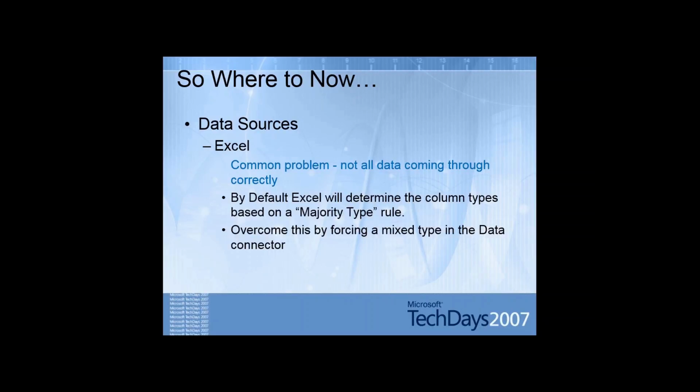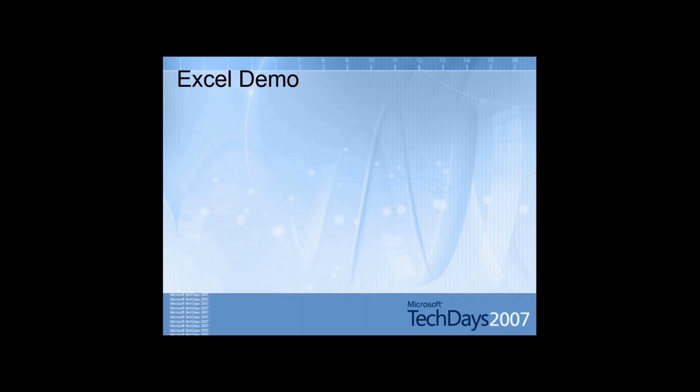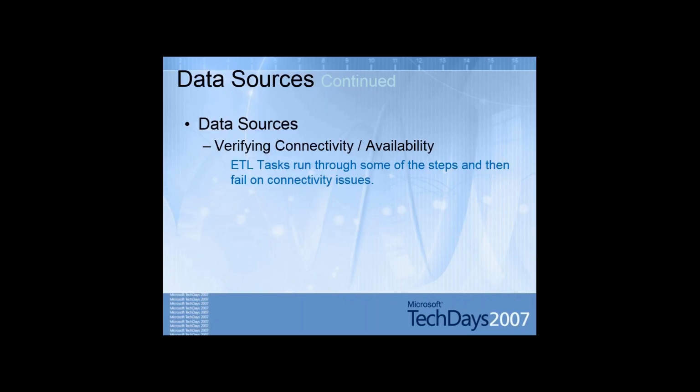And by default, Excel will determine the column types based on the majority type rule. Overcome this by forcing a mixed type in the data connector. So for the data source, verify connectivity and availability, because an ETL task can run through some of the steps and then fail on a connectivity issue. And sometimes when we are going to upload the data, we need to schedule the job through the SQL Server Agent job. Why would you want to check for this?